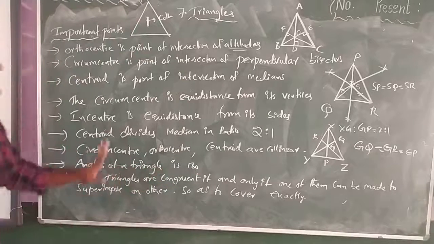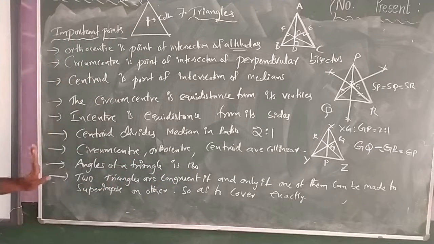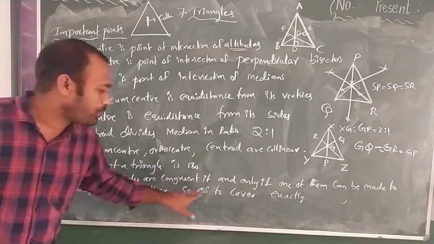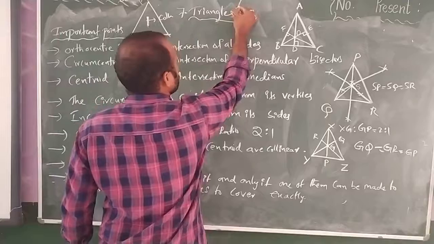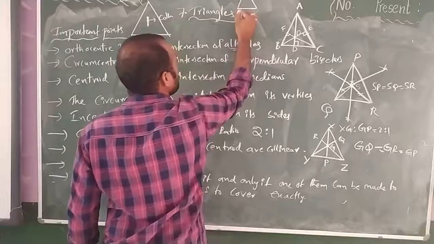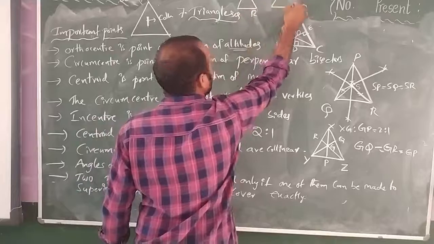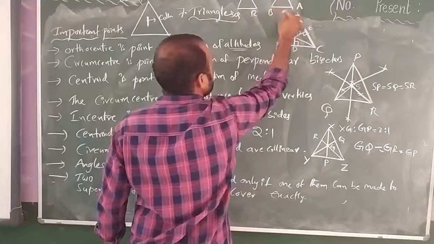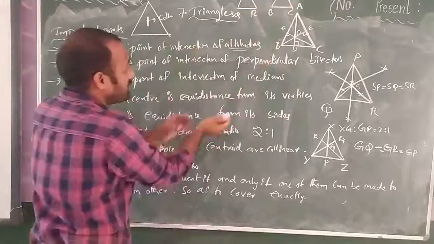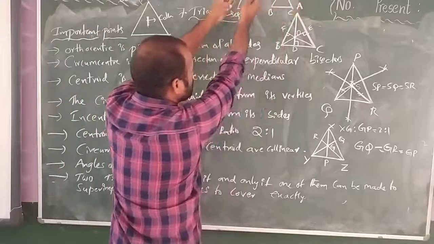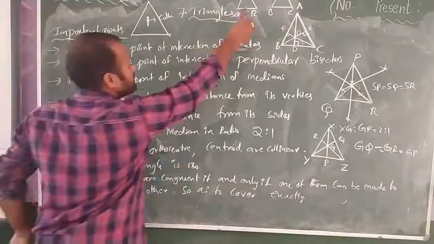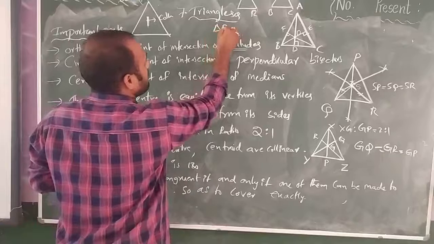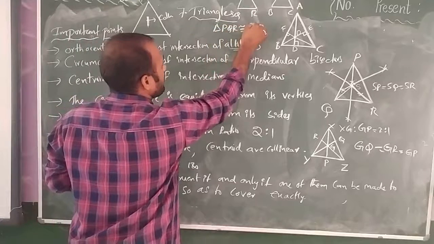The sum of the angles of a triangle is 180 degrees. You already know that the sum of angles of a triangle will be 180 degrees. Two triangles are congruent if and only if one of them can be superimposed on another so as to cover exactly. It means that if I say triangle PQR and another triangle ABC are congruent, then if I take this ABC triangle and superimpose it on this PQR triangle, it should fit exactly. If they fit exactly, I can say that triangle PQR is congruent to triangle ABC.